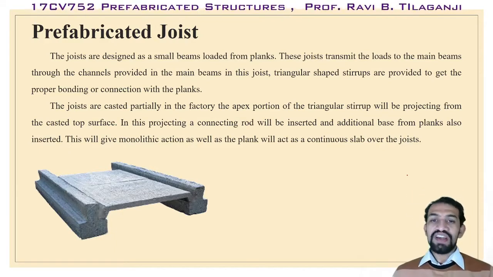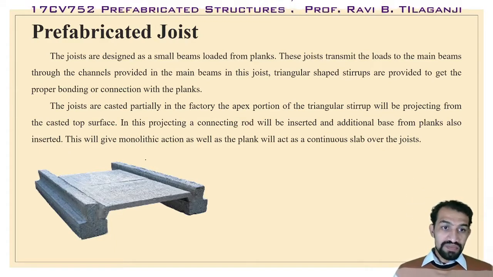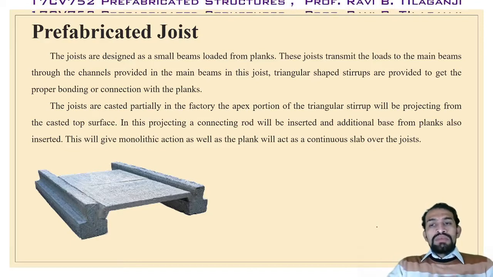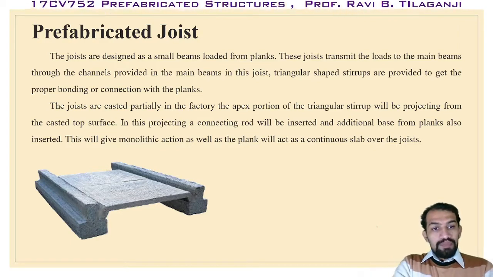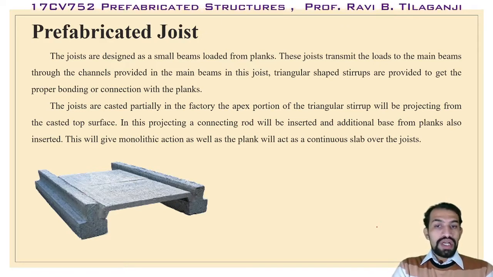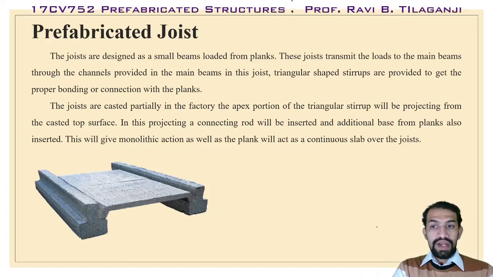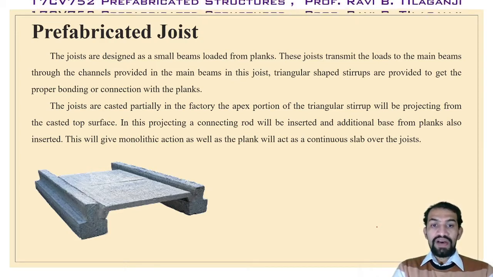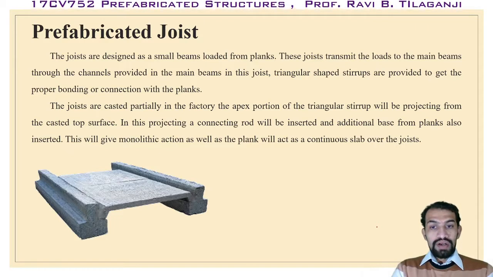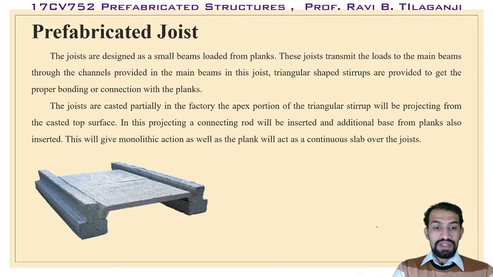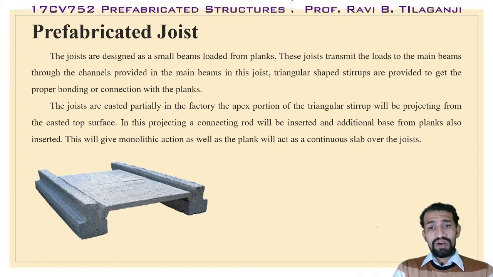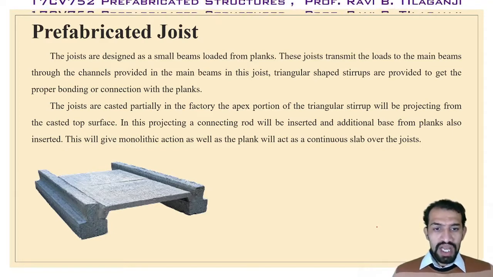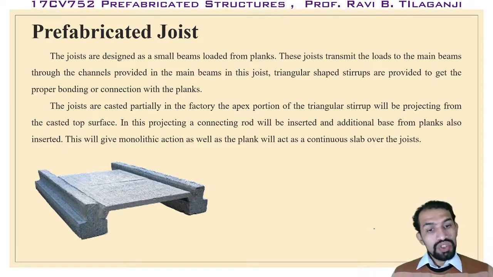Prefabricated joist. In this figure, can we see where the joist is? Joists are designed as small beams located below the planks. These joists transmit the loads to the main beams through the channels provided in the main beam. In the joist, triangular shaped stirrups are provided to get proper bonding or connection with the planks. The joists are cast partially in the factory. The apex portion of the triangular stirrup will be projecting from the cast top surface. In this projection, a connecting rod will be inserted and additional bars from the planks also inserted. This will give monolithic action, as well as the plank will act as a continuous slab over the joist.